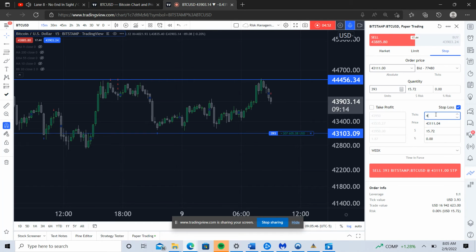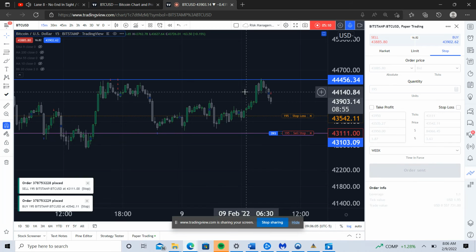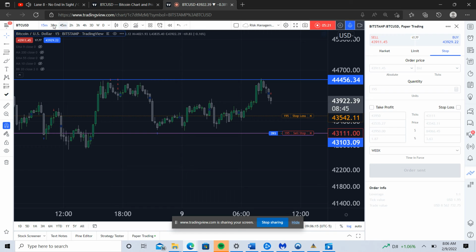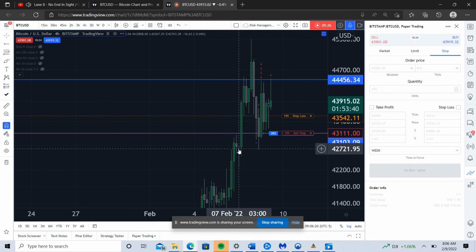All right, so we got 393 units. So we'll manage half, so roughly 195. So we got half of the risk of the trade managed at break even, and then we'll manage the other half at a little bit of a loss below this level.